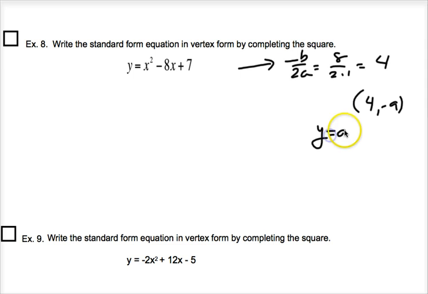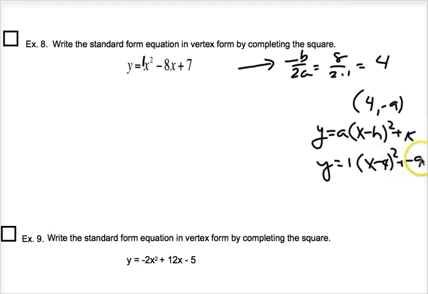So vertex form looks like this. If you remember that, first half we said a is whatever a is over here. A is 1, so I'll just put 1, or I don't need anything there. And it would be x minus 4 squared plus negative 9, or minus 9, either way. We plugged in our vertex. And I want to show you how to get that without doing negative b over 2a. So on our next test, you'll have to do it by completing the square. So if you do this method over here, that would be wrong. You have to show how you do it by completing the square. So how do I complete the square? I bring the 7 over to the y.